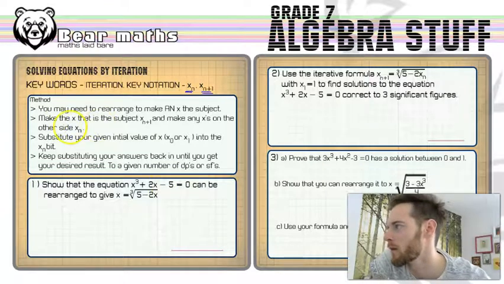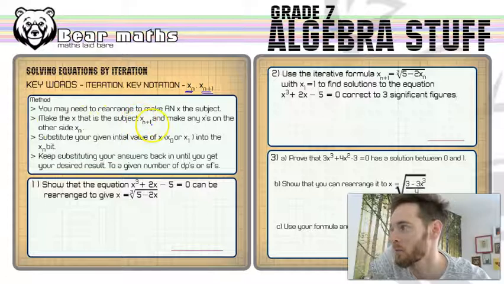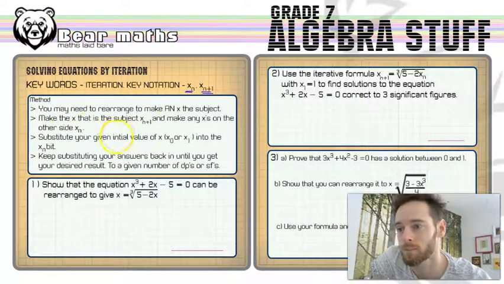So the first step would be to make the x that is the subject x with a subscript n plus 1. That's the x that's on its own. That becomes this. All right, that's where we use this notation. And then we make any x's on the other side x with a subscript n. Okay, and that's where that notation gets used.